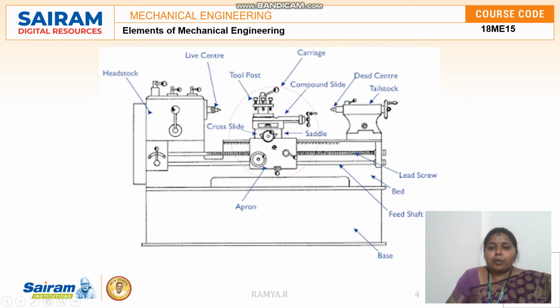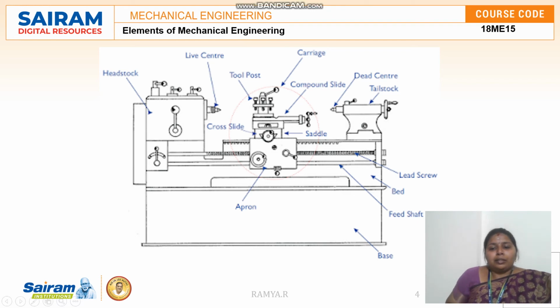There are four important components in a lathe machine. It starts with the bed, headstock, carriage, and tailstock. These are the four major components. There are many small components in it, but these four play a major role.